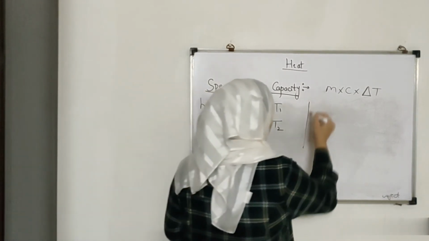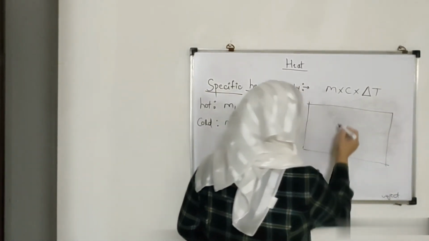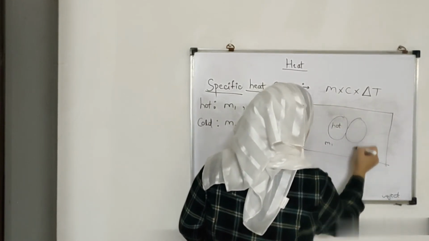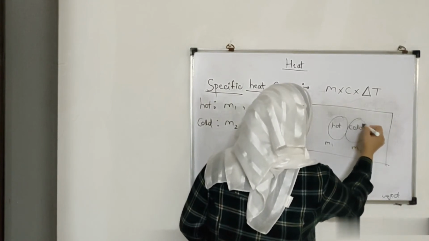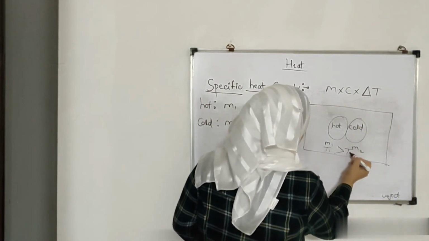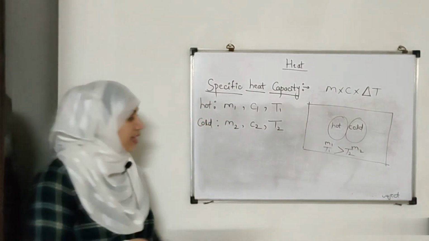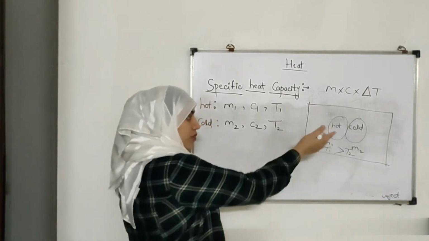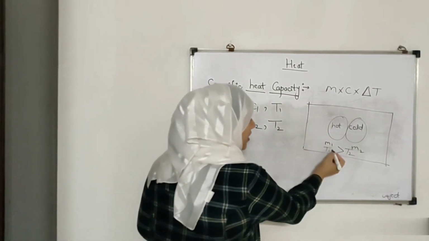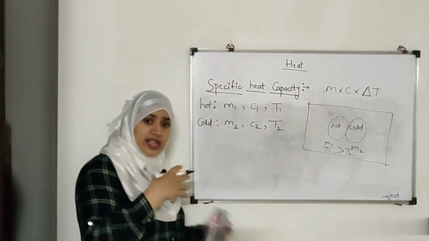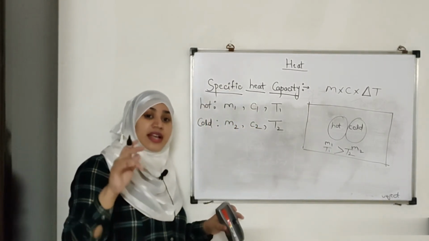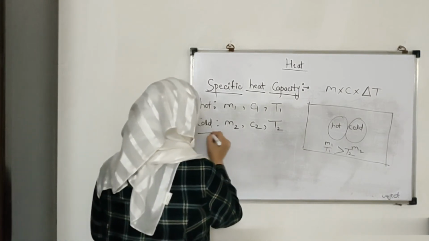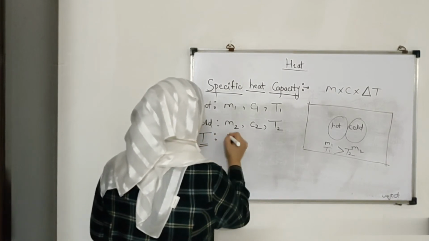Now I have this heat resistant box with a hot object of mass M1 and a cold object of mass M2. Temperature T1 is greater than temperature T2. That means the hot object is going to give away its heat and the cold object is going to absorb it, so T1 is going to decrease. The exchange of heat always happens till they attain a common temperature, which I am considering as T.